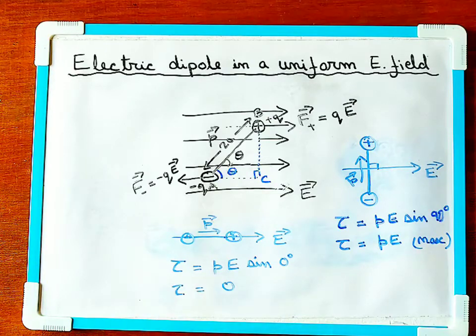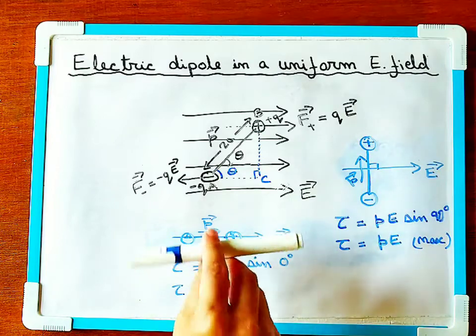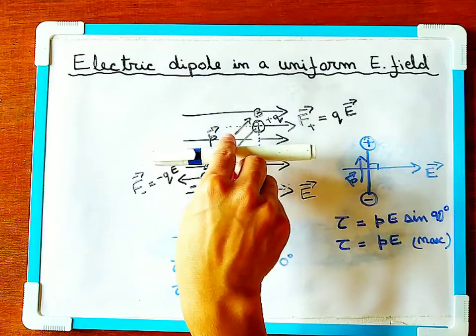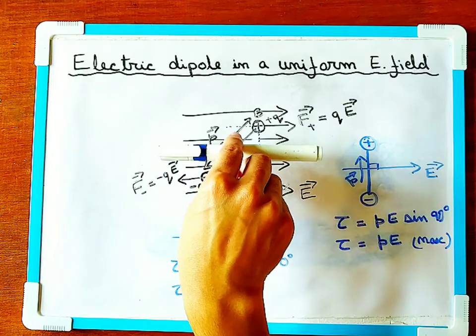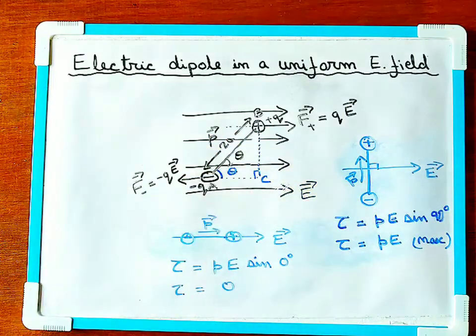So these are the two cases. One is when you place it at this position, you experience maximum torque. And if you place it at this position, your P vector is already aligned with the electric field, so your electric dipole will not experience any torque. So here we have the two cases.